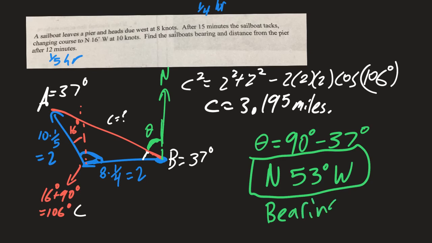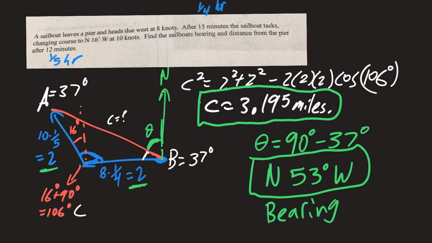And I already found the distance up here as being 3.195 miles. All right. Now this one's pretty tricky because of these distances being a little tricky to figure out because of the time. But as you can see, once you have the angles of the triangle, you just have to set up a bearing based on either north or south, 90 degrees, right? And you're going to subtract to get that individual bearing for this.